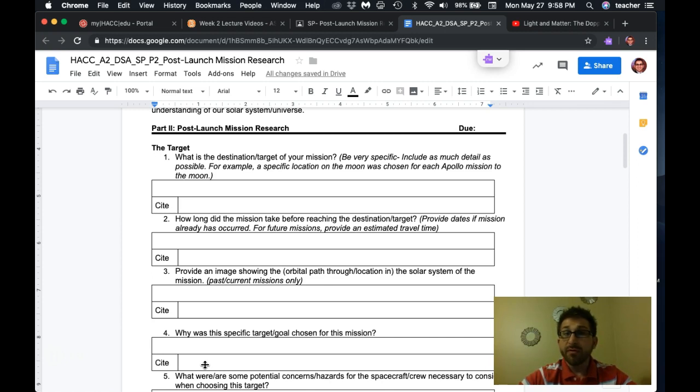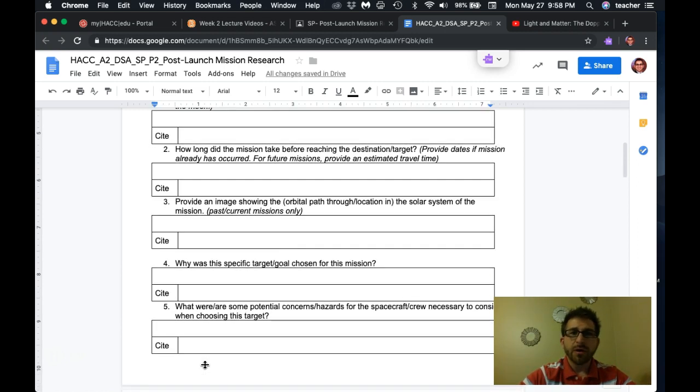So if your plan was to talk about the Apollo missions, which Apollo mission? There were many of them. And specifically, with that mission, where on the moon were you planning on landing? They had an exact location that they hoped to go to and ended up landing on. So be very specific here.